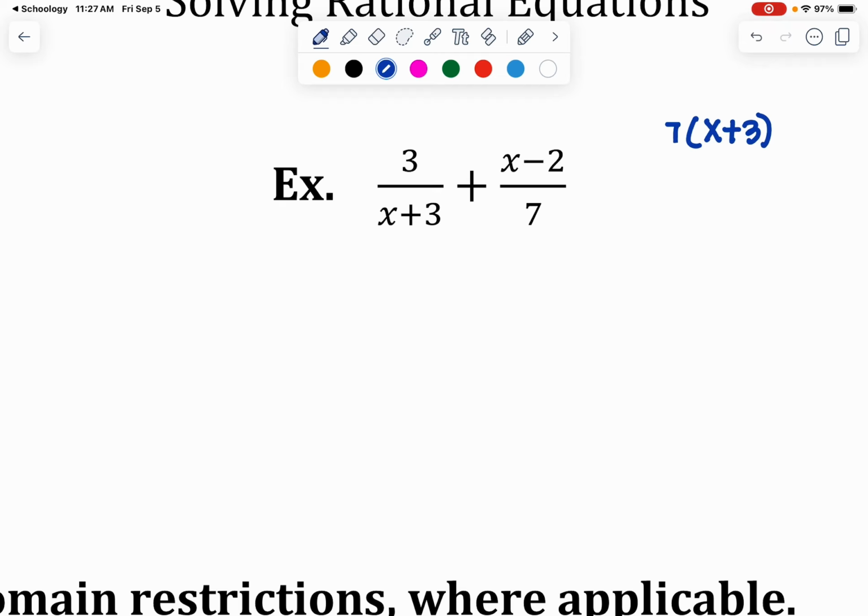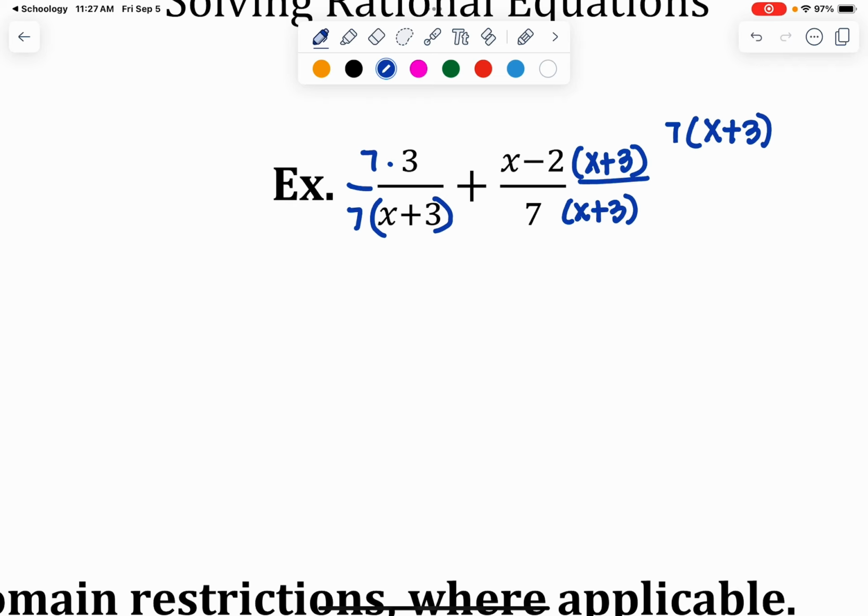Don't expand it, because that's not going to be helpful. All right, so you want your common denominator to be 7 times x plus 3. So this already has a 7, so I'm going to need to multiply this one by x plus 3. But what I do to the denominator, I must do to the numerator. And then this one already has the x plus 3. It still needs the 7.